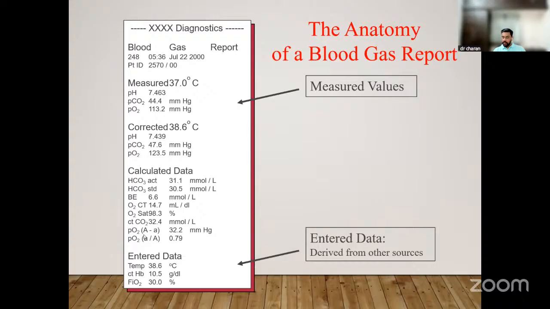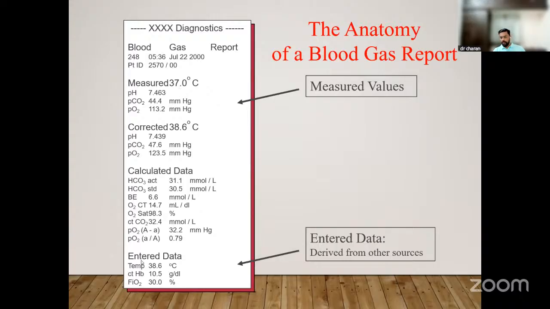We need to be very careful. Bicarbonate is not measured by the machine. It is only calculated from these data. So the measured values are only pH, PCO2, and PaO2. And these three values are usually measured at a temperature of 37. This is calibrated in the machine, and these measured values are done at 37 degrees Celsius.